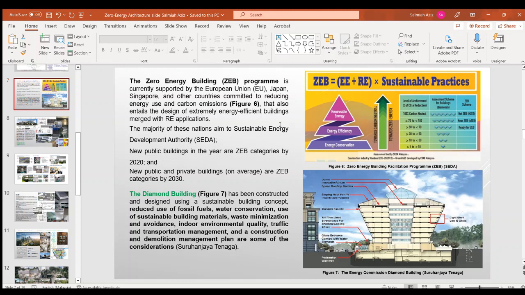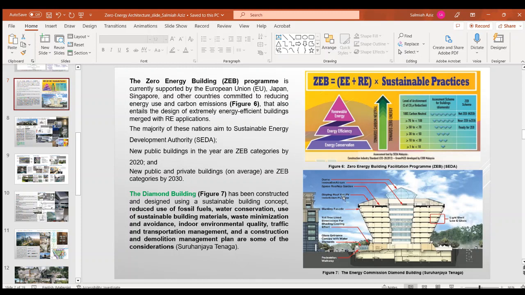That also entails the design of extremely energy efficient buildings merged with renewable energy applications. The majority of these nations, through their sustainable energy development authorities, say that new public buildings will be established by 2020, and new public and private buildings on average will be categorized by 2030. One example of zero energy architecture that I display here is the Diamond Building, which has been constructed and designed using a sustainable building concept: reduced use of fossil fuels, water conservation, use of sustainable building materials, waste minimization and avoidance, environmental quality, traffic and transportation management, and a construction and demolition management plan are some of the considerations, which are the components of the Diamond Building.